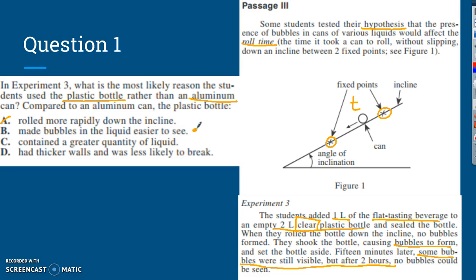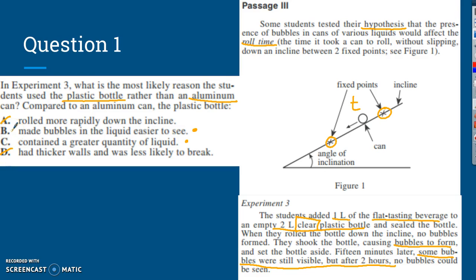Let's put a mark on that one. Contain a greater quantity of liquid. That's kind of the same. I mean, they put a liter. I've never seen a liter can before, so maybe that one's it. It had thicker walls and was less likely to break. I don't know about breaking an aluminum can. That's probably not the right answer. So we're looking at either B or C.